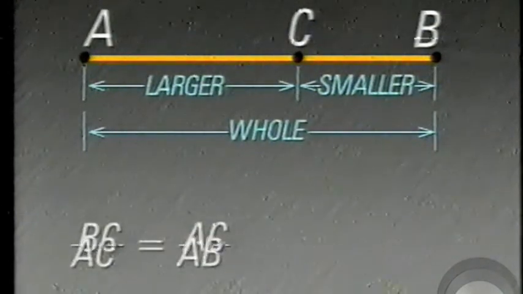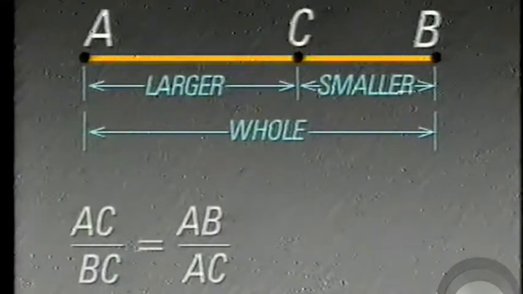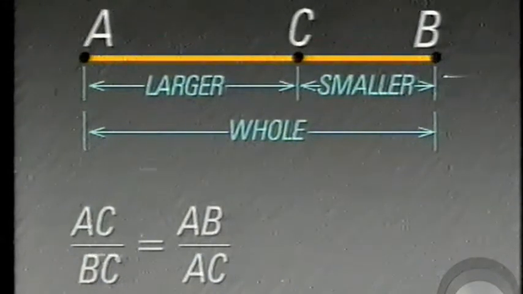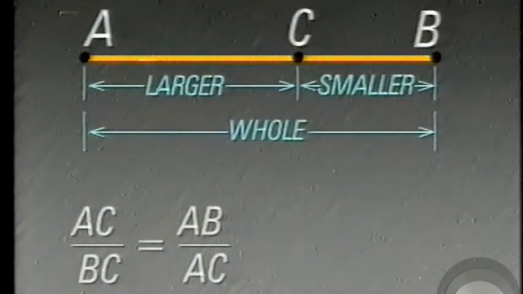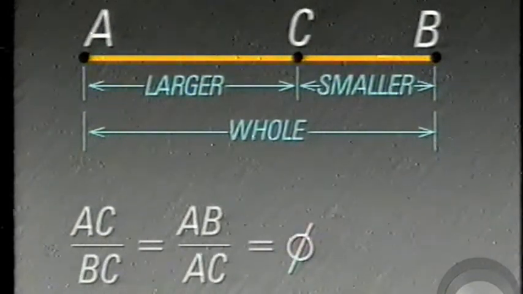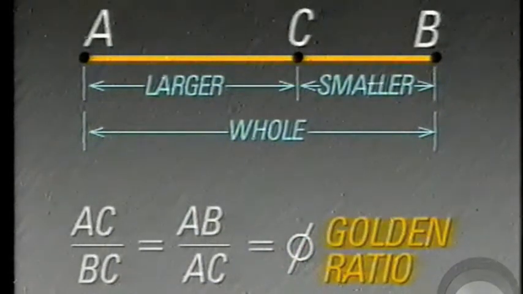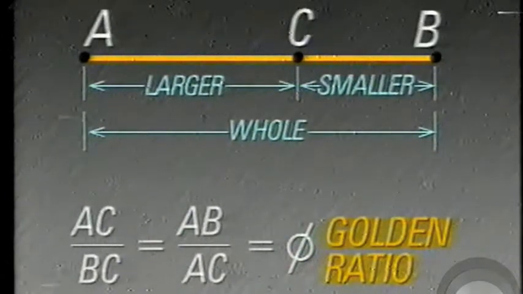If we rearrange this so that the larger is to the smaller as the whole is to the larger, we find that the ratio of AC to BC is the same as AB to AC, which equals φ, the symbol we use to describe this ratio. It was called the golden ratio by the Greeks, and also divine and perfect proportion.